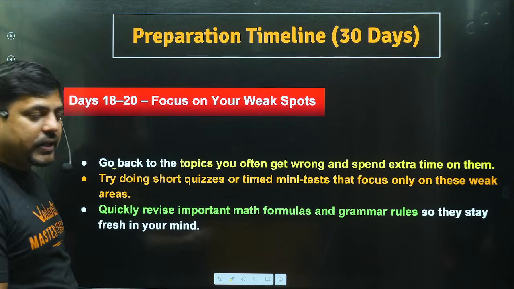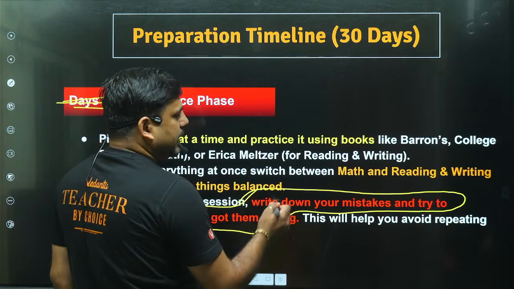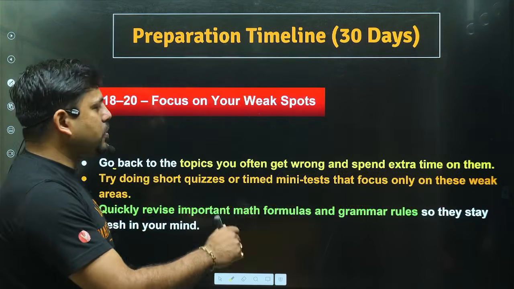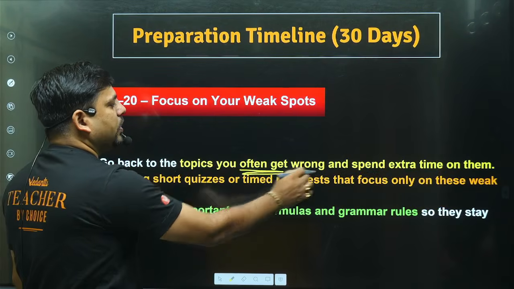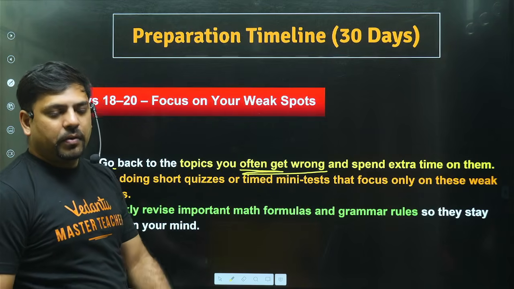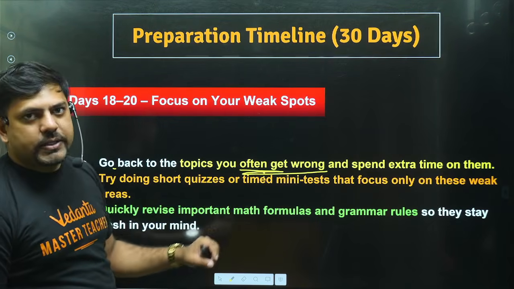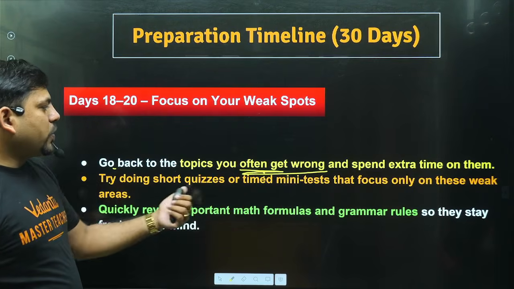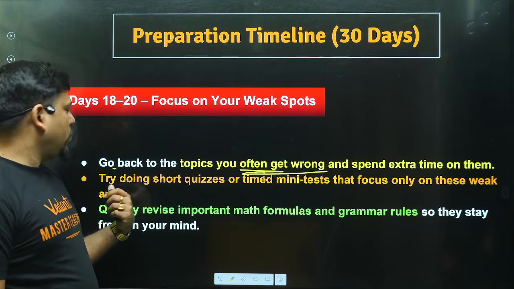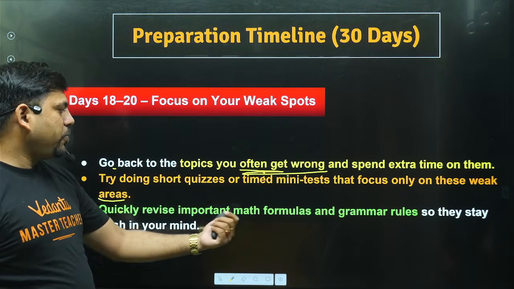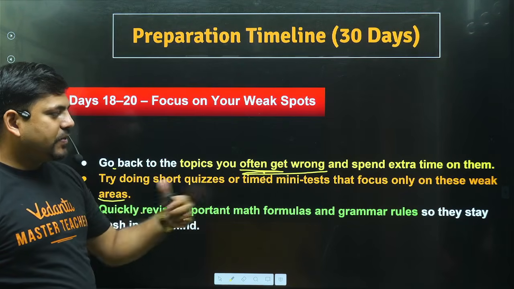And how would you be doing that? If you will be writing them, write down your mistakes. If you will be writing them, you will be able to understand that this is a very common topic which I often get wrong. So you'll have to work on this as well. Try doing short quizzes or timed mini tests that focus only on these weak areas. Quickly revise important math formulas and grammar rules.